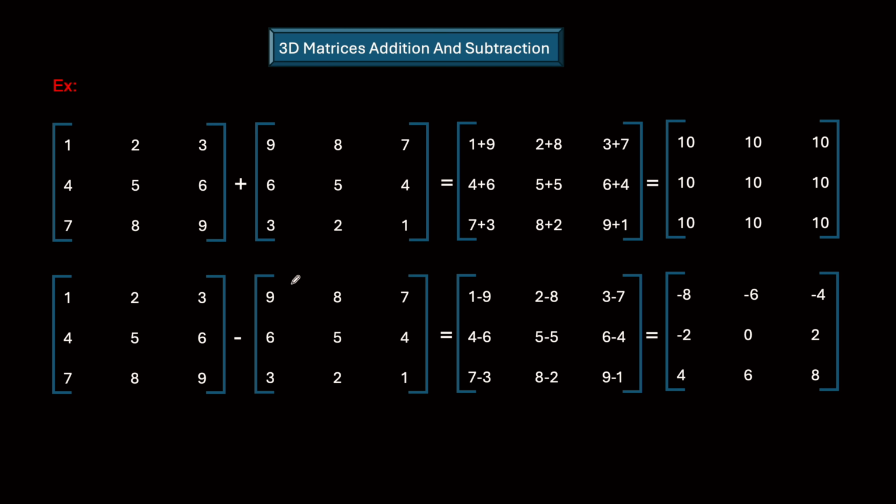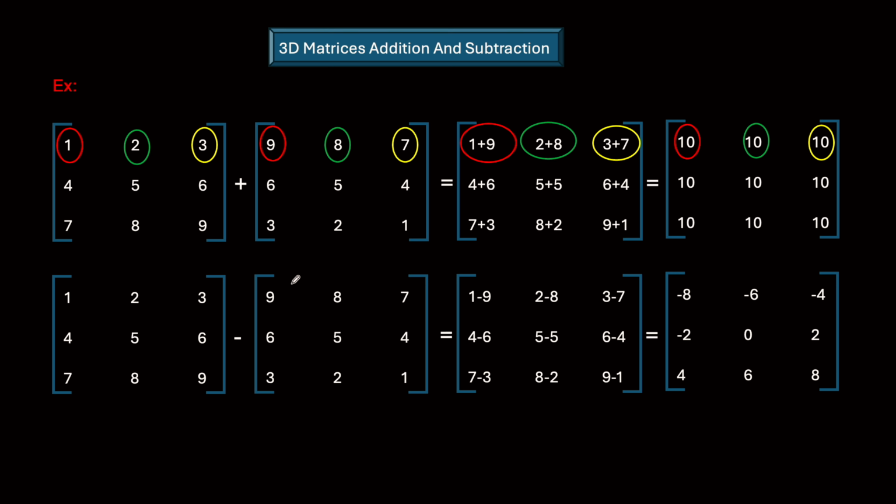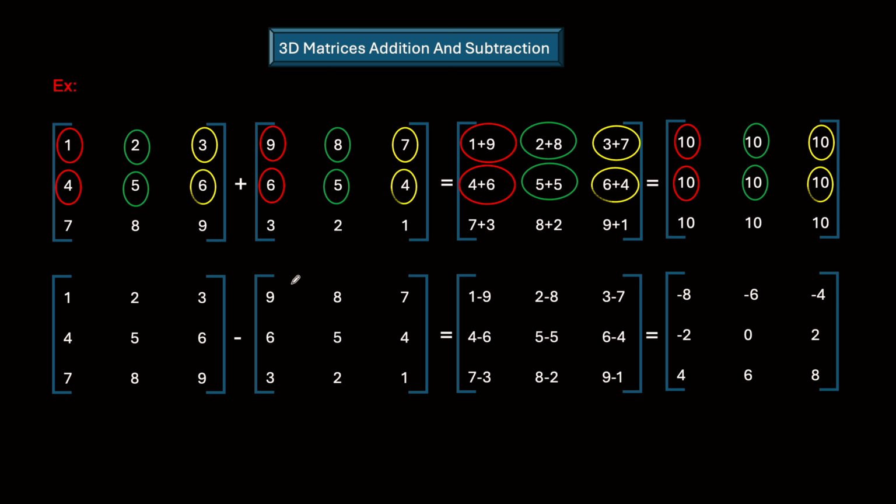Let's see 3 by 3 dimension matrices, adding and subtracting. 1 plus 9 is equal to 10. 2 plus 8 is equal to 10. 3 plus 7 is equal to 10. And 4 plus 6 is equal to 10. 5 plus 5 is equal to 10. 6 plus 4 is equal to 10. 7 plus 3 is equal to 10. And 8 plus 2 is equal to 10. And finally 9 plus 1 is equal to 10.